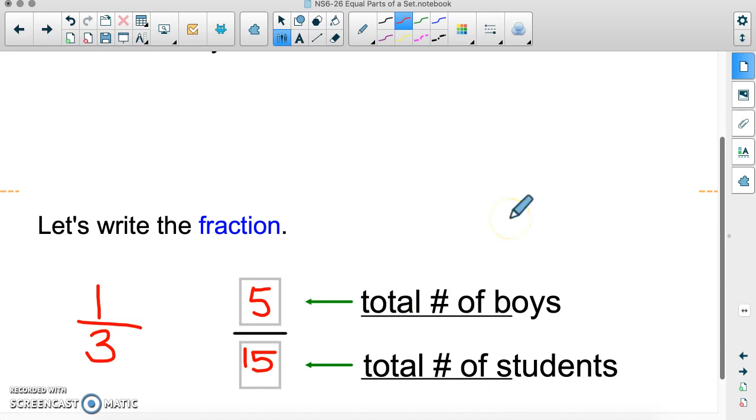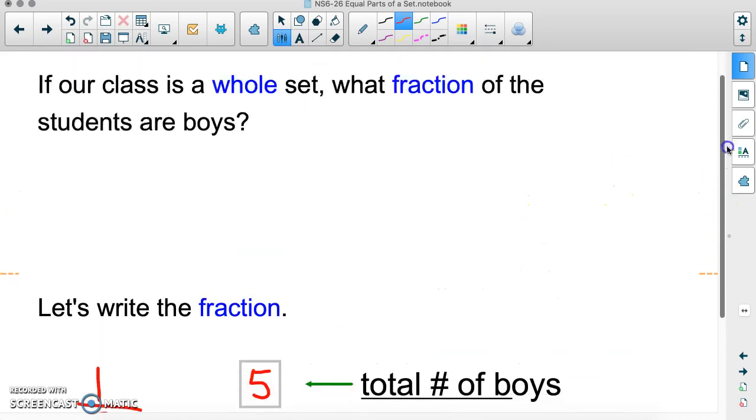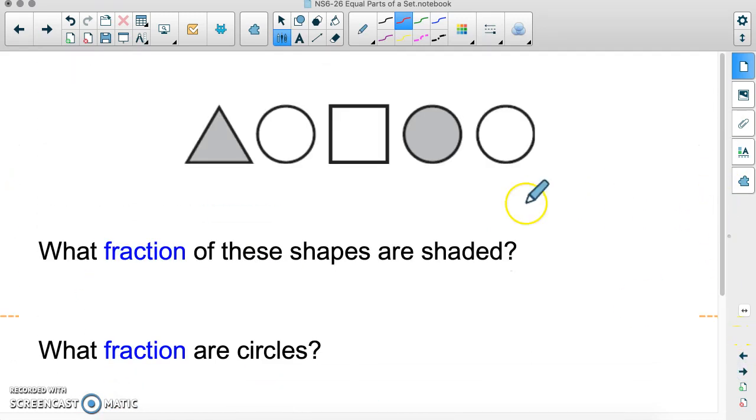Okay, we could do the same thing to find out the fraction of students who are girls. We could do it to find out the fraction of students that wear glasses. We could do it to find out the fraction of students who are a part of sports teams. We could make a fraction for anything, any scenario that you could come up with for our class. Now let's look at these shapes specifically on the board. So we have some triangles, we have some squares, we have some circles. For the shapes that are on the board, what fraction of these shapes are shaded?